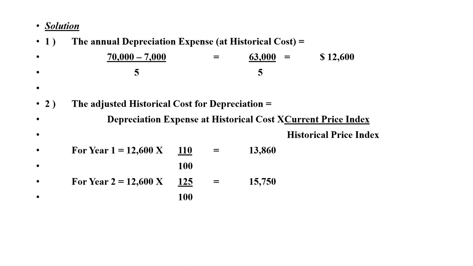The annual depreciation expense at historical cost is cost minus residual value over lifetime: 70,000 minus 7,000 over 5, which is 63,000 over 5, equal to 12,600. The adjusted historical cost for depreciation is the depreciation expense at historical cost times the current price index over the historical price index. For year 1, 12,600 times 110 over 100. For year 2, 12,600 times 125 over 100. The results are 13,860 and 15,750. The same equation is used for year 3, year 4, and year 5.